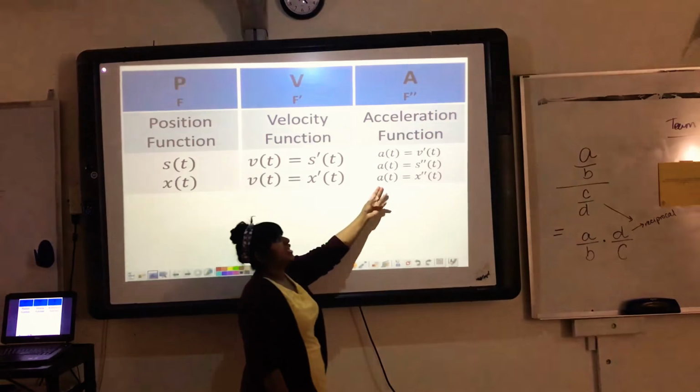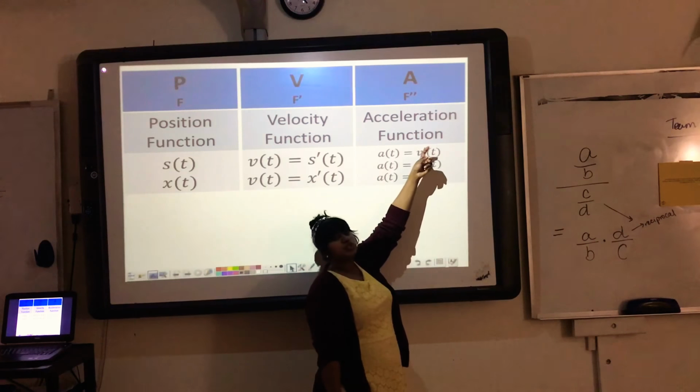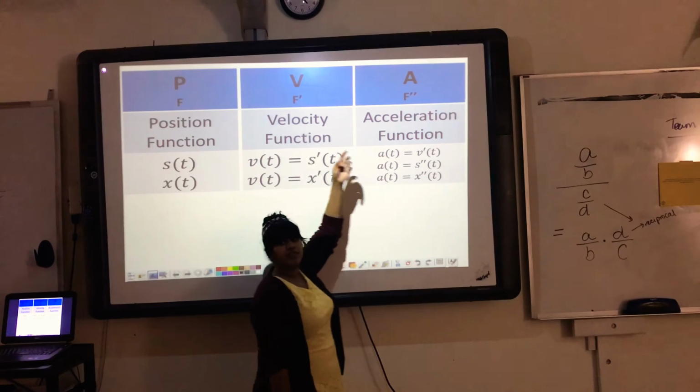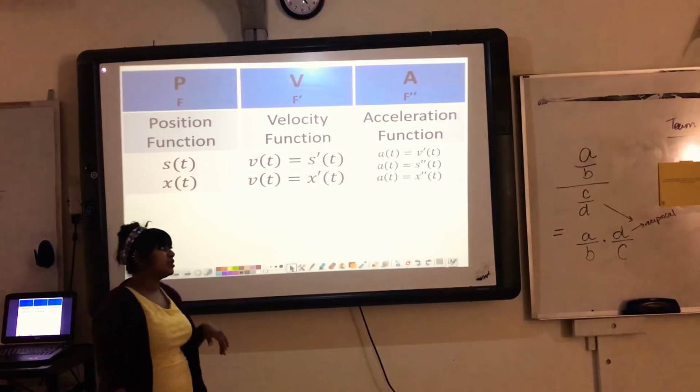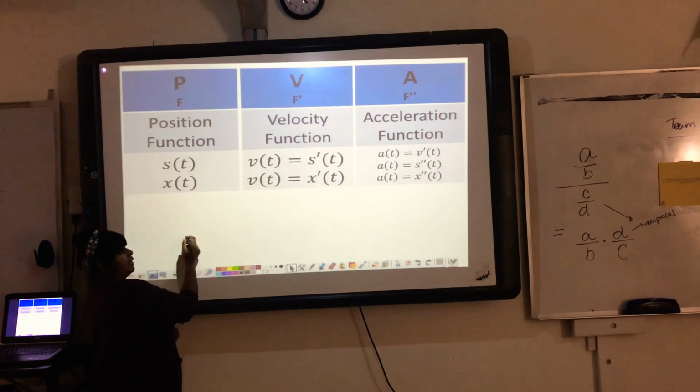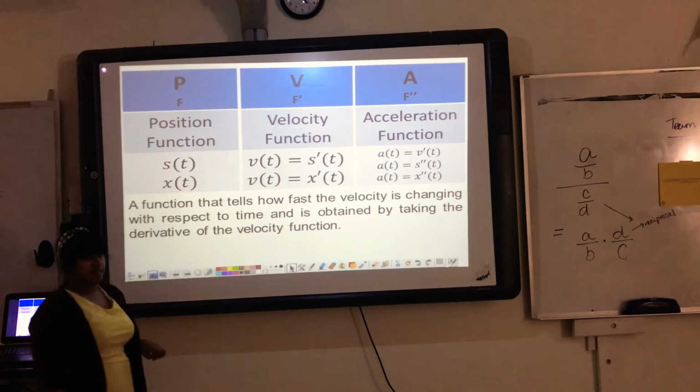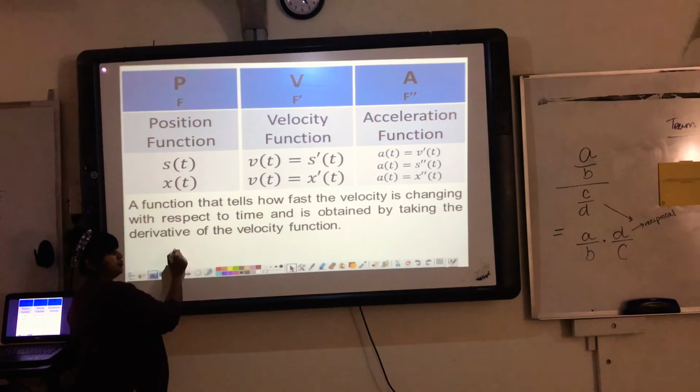And finally, we're looking at acceleration. Acceleration is denoted by a of t. Acceleration is the derivative of velocity. It's also the second derivative of position. So both s double prime and x double prime, or v prime. And velocity is the change in position, acceleration is the change in velocity. So it must be its derivative.